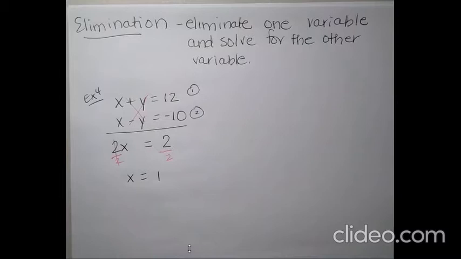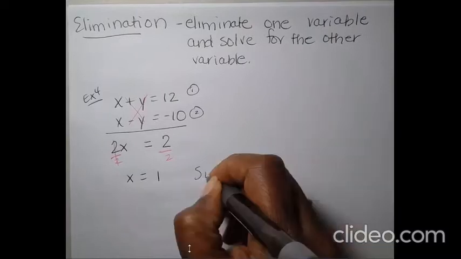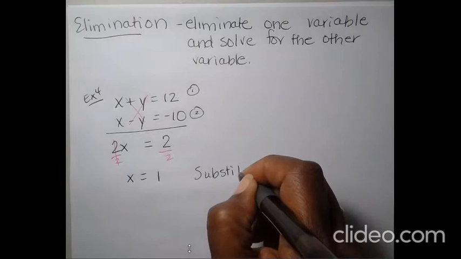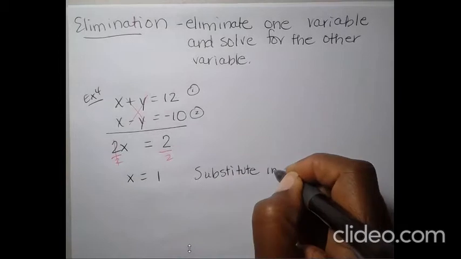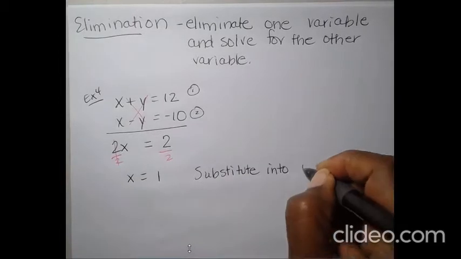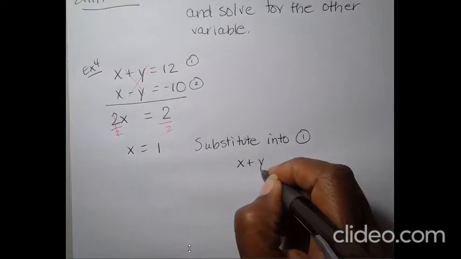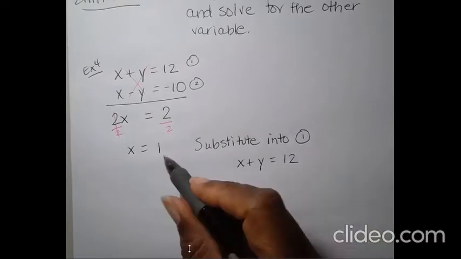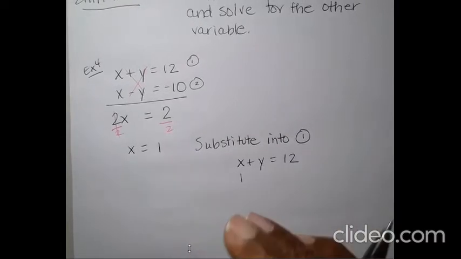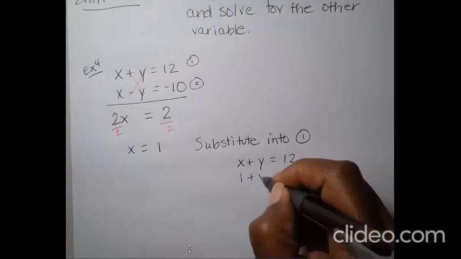Substitute into equation 1. We have x plus y equals 12. We're substituting the x, which is 1, plus y equals 12. To solve this, we need to subtract 1 from both sides. y equals 11.